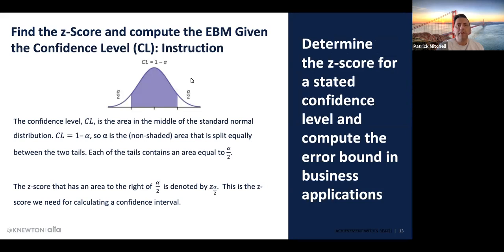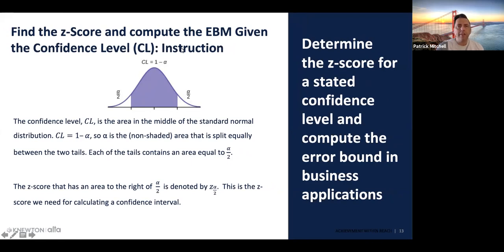All right, so now finding the z-score and computing the error bound for the mean given, let's see, what are we given? I can't see this because there's something in my way. Oh, and I can't seem to, let's see. There we go, given the confidence level.